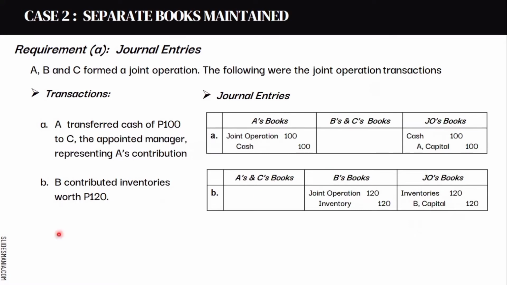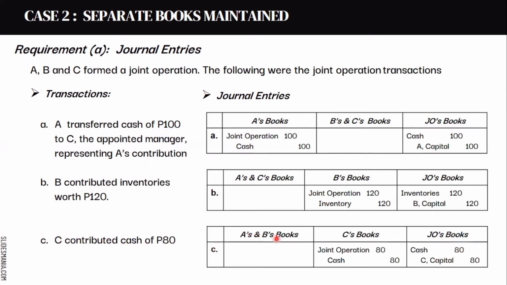So, transaction letter C na tayo. C contributed cash of 80 pesos. So, sa libro ni A at ni B, no entry po ulit. Kasi, hindi sila involved. Sa libro ni C, debit joint operation of 80 pesos and credit cash of 80. Kasi nag-contribute siya ng pera. Pagdating sa JO Books, debit cash. Kasi nakatanggap ang joint operation ng pera. And then credit C capital of 80 pesos.